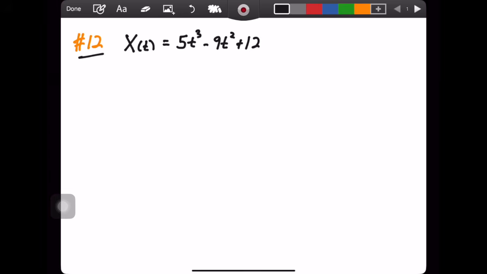5 times 7 cubed minus 9 times 7 squared plus 12. And that number tells us exactly what the x-coordinate is at the time t equals 7. So that's why we can say it's x as a function of t. And so this is position.